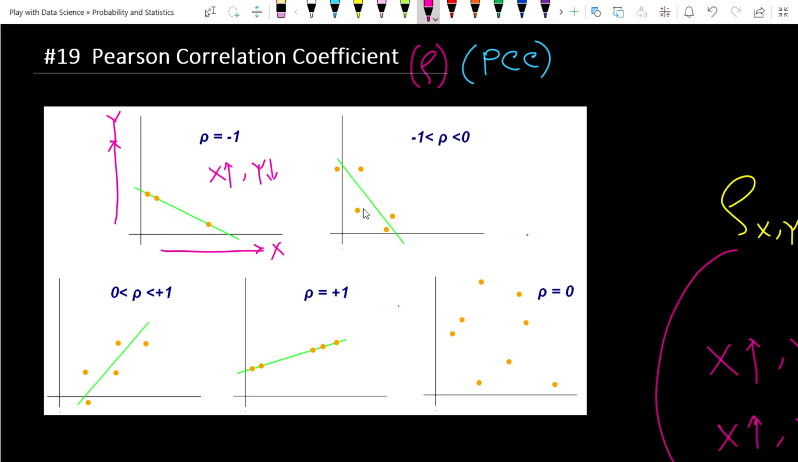But here also, this one is purely linear.